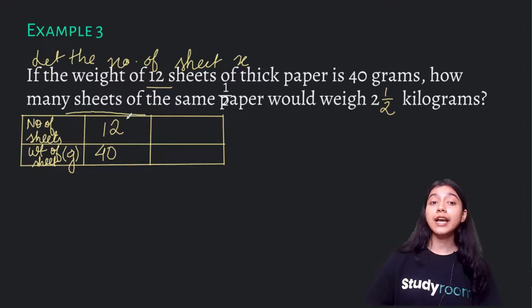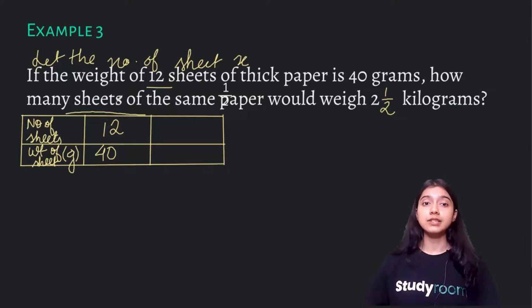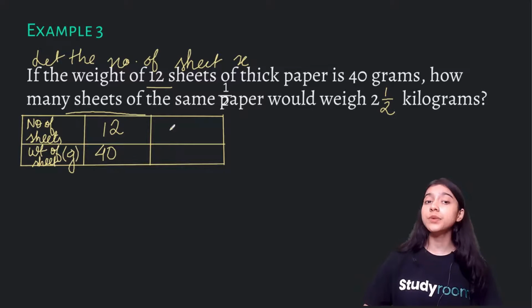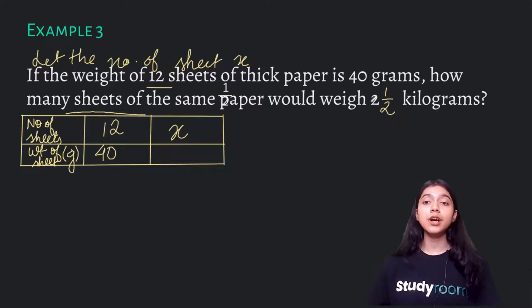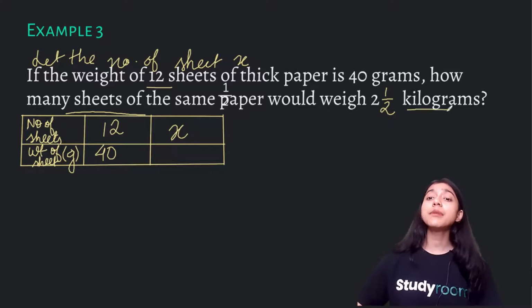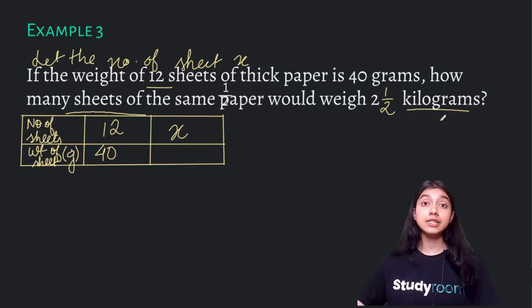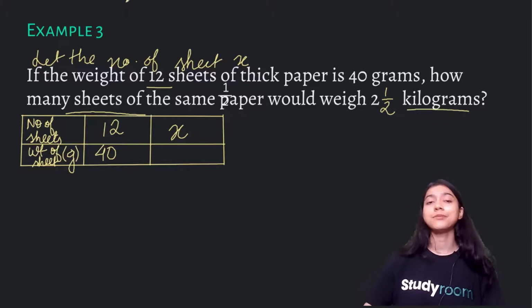Now we have to calculate again the number of sheets. So we considered the number of sheets to be x. The number of sheets is x and its weight is given to us as 1 by 2 kilograms. Now 1 by 2 is given in kilograms, so the first thing we have to do is to convert this into grams. In order to do so, what will we do?